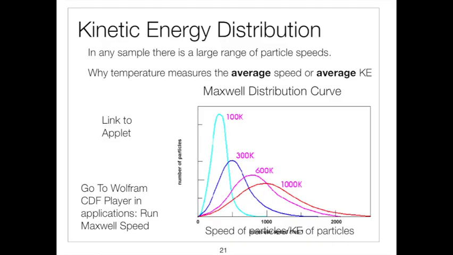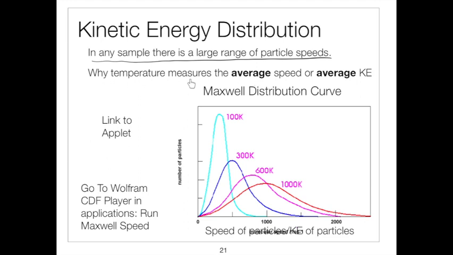Let's bring it back to our notes here. So in summary, in any sample of gas, there's a large range of particle speeds. That means that at any given moment, some particles are traveling at the most probable speed, and some are traveling really, really fast compared to that, and some are traveling really, really slow. But the distribution curve shows all the particles and their average.